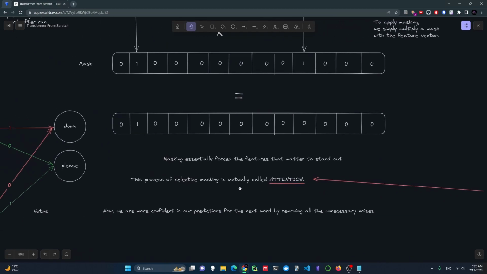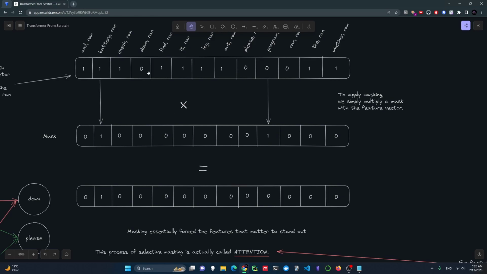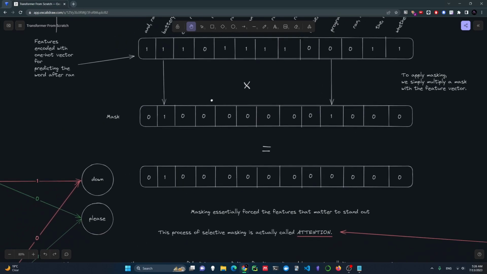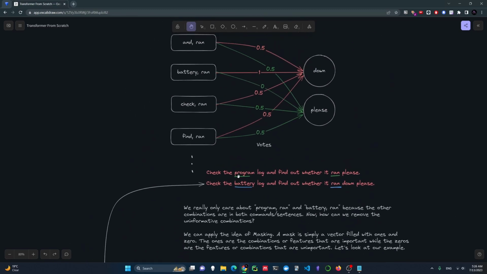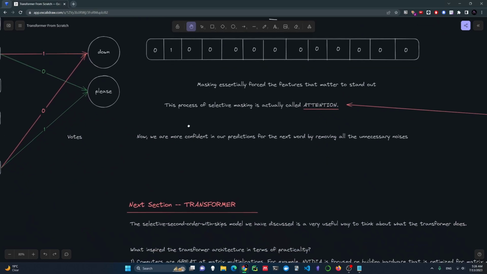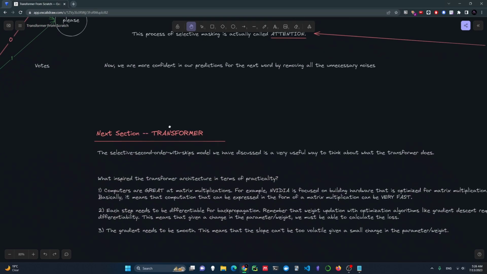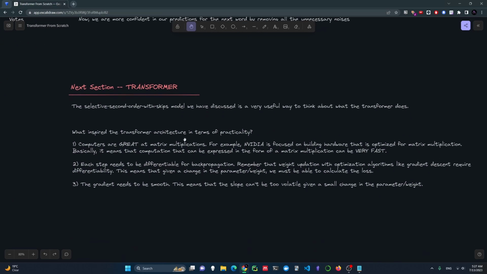Okay, so now we are more confident in our predictions for the next word after we removed all the noise or unimportant features, right? So essentially, we went from this down to this. Now, this is very clear, right? Okay. Now, we're actually going to be digging into the transformer model.